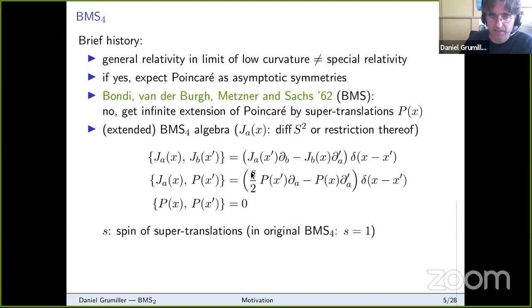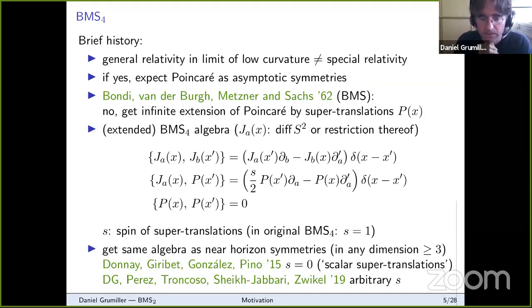And the parameter s denotes the spin of the supertranslation. So in the original BMS4, s was equal to 1. And those commute with each other. So that's, in essence, the definition of a translation generator. They commute with all other translation generators. Okay, and BMS found this algebra, or a restricted version of that algebra, as asymptotic symmetries of 4-dimensional Einstein gravity with asymptotically flat boundary conditions.